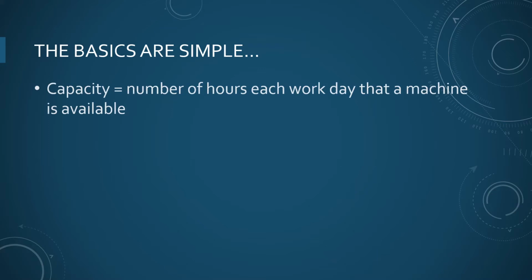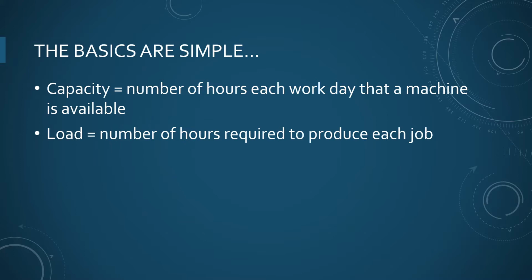So the basics are pretty simple. Your capacity is the number of hours for each workday that each given machine is available. So the capacity on press 1 is 16 hours a day because we're running 2 shifts. The capacity on press 3 is 24 hours a day because we're running 3 shifts, except on Sundays when we're only running 1 shift, or Saturdays we're not open at all, etc. So the capacity is just simply the number of hours for each machine, each paint line, each packing line, each fabrication machine, etc. And the load that loads that capacity is the number of hours that are required to produce each job. And of course, that's totaled up for all the jobs that are currently lined up waiting for that department.